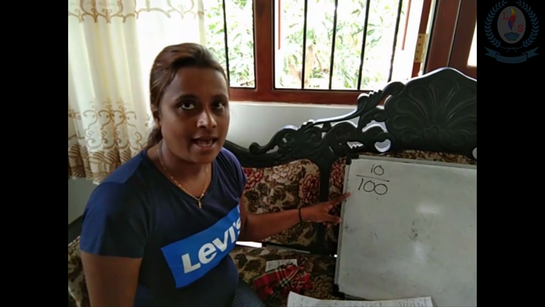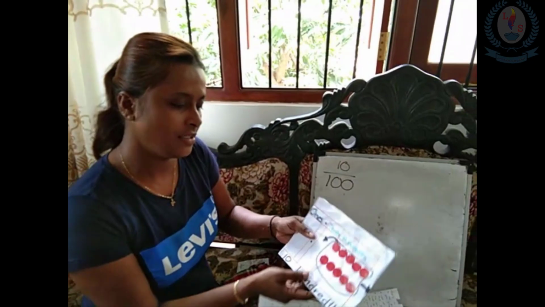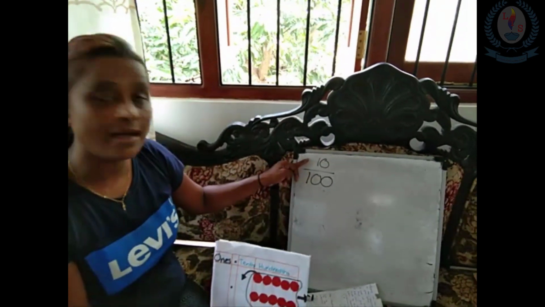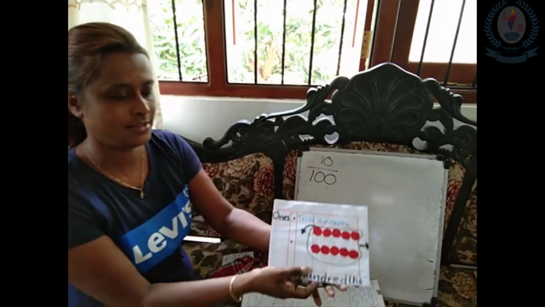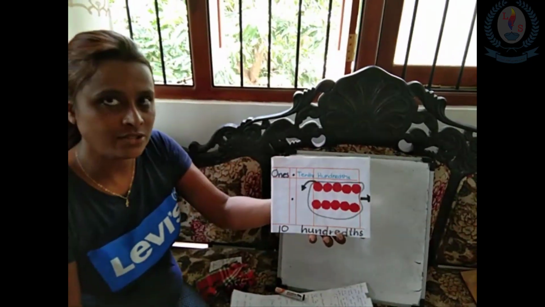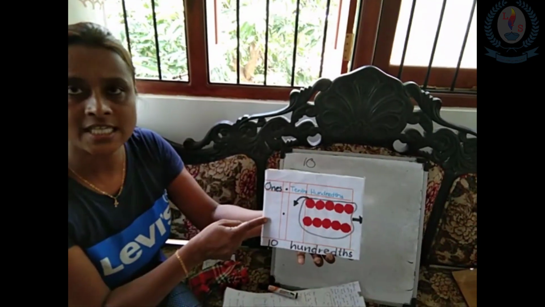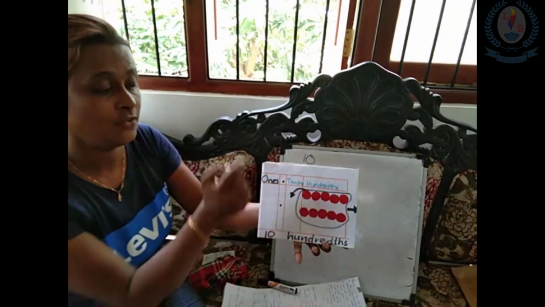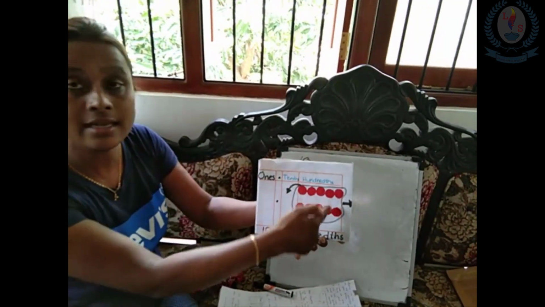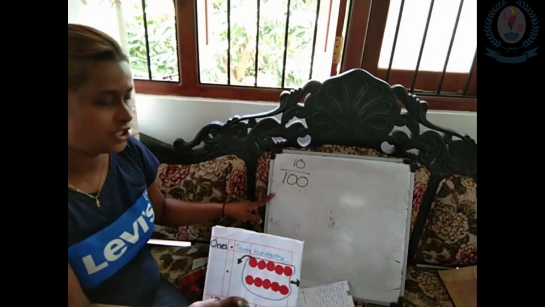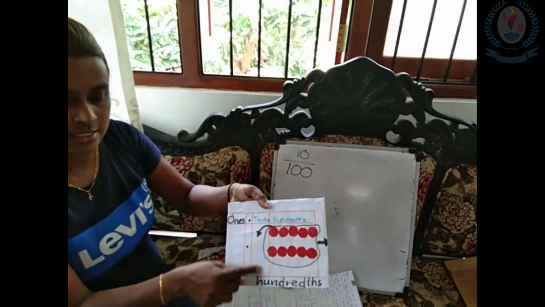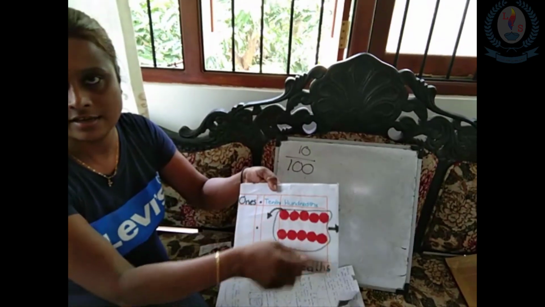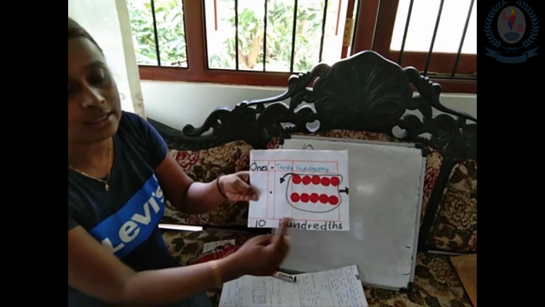10 hundredths as a decimal. We'll go to a place value chart. Look at this place value chart. 10 hundredths. No ones, no tenths, 10 hundredths. Here, the place value chart does not change. The left side of the decimal point is ones. The first right side place is tenths, then hundredths. Here, according to this fraction, there are no ones and no tenths. Only 10 hundredths are there. You can see there are 10 hundredths.